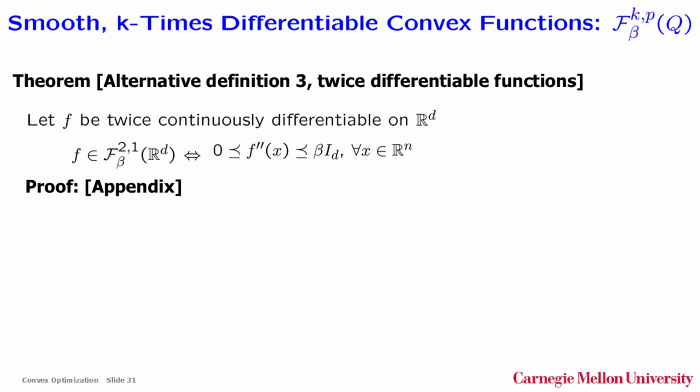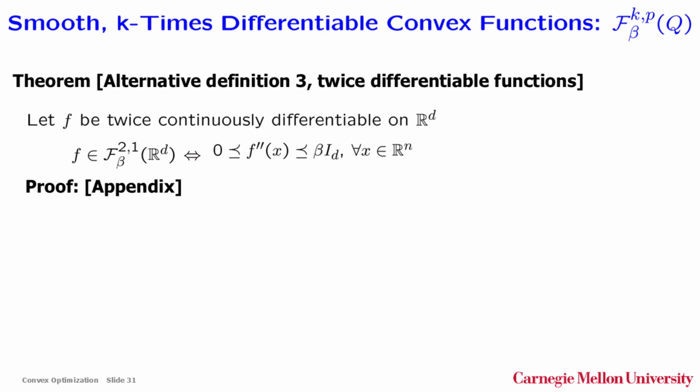When the function is twice differentiable, that is, its Hessian exists, then you can prove that the function is convex and beta smooth if and only if this Hessian is positive semi-definite and is also upper bounded by beta times the identity matrix.